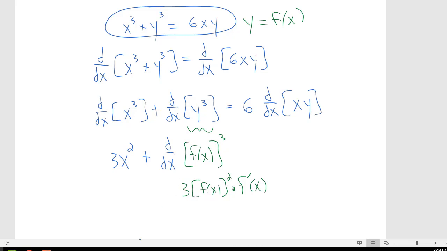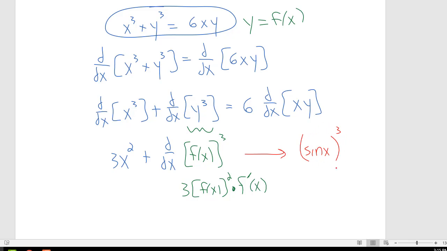Now I'm going to come back and finish this in just a moment, but I'm going to pick a different color here to illustrate a little bit deeper what we're doing. Let's pretend somehow we know that f of x is sine. So my y equals sine of x, or my f of x equals sine of x. How would I differentiate this expression?